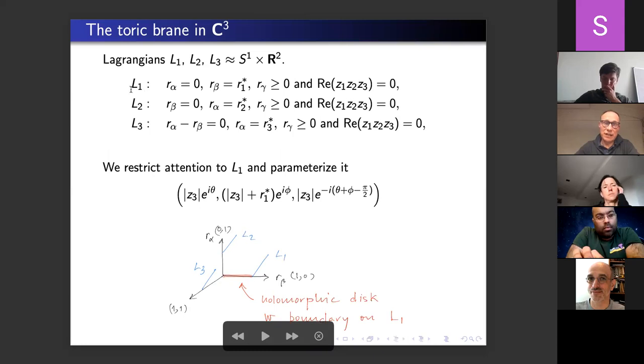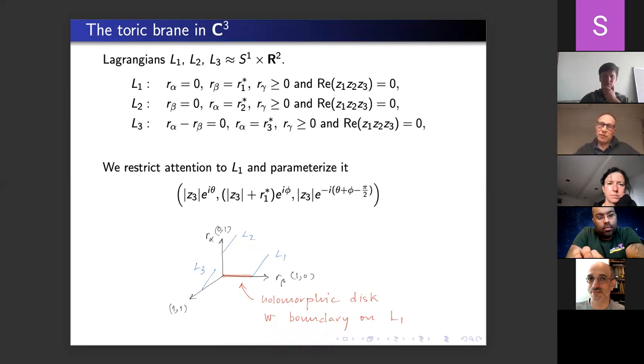We look at this Lagrangian L1. It doesn't matter so much which one we take. It has R alpha, this first difference of coordinates, 0. The other difference of coordinates squared is fixed at some value, and then we fix the real part of this product to be 0. So here is actually a parametrization of this Lagrangian. It has two circular parameters, theta and phi, and one real parameter, zeta 3.